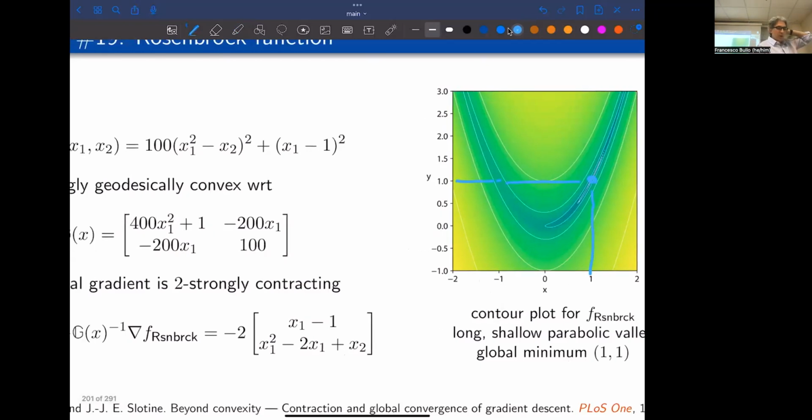Intuitively, what happens is that when x1 is 1, this term is 0. And if x1 is 1, 1 squared is 1. And if I set x2 to 1, then this is also 0. And you cannot go lower than 0 because it's a sum of squares. That's the proof that (1, 1) is a global minimum. And then if you think about it some more, it is the only one. All right, perfect.